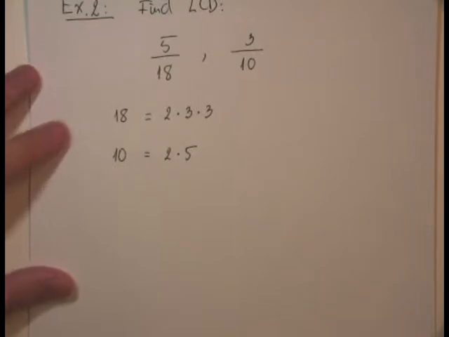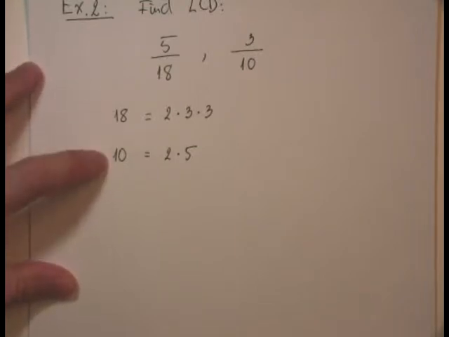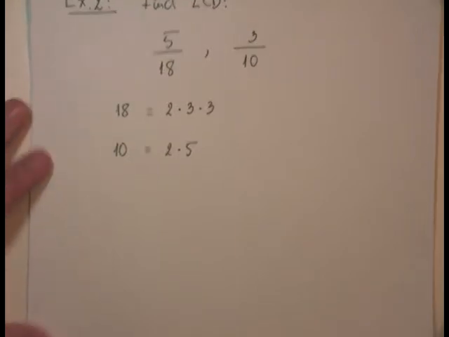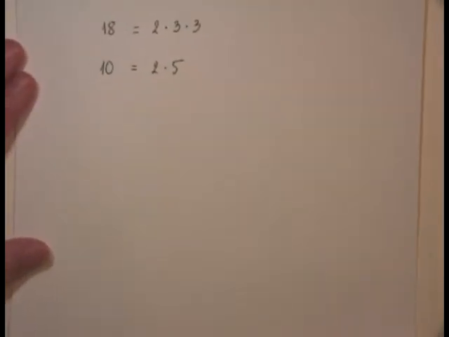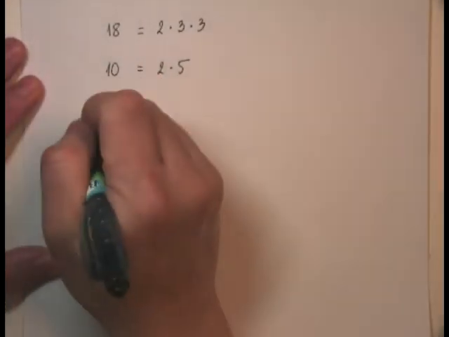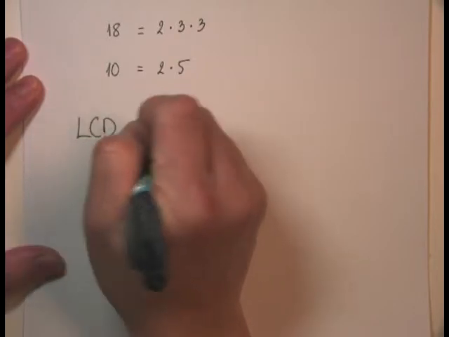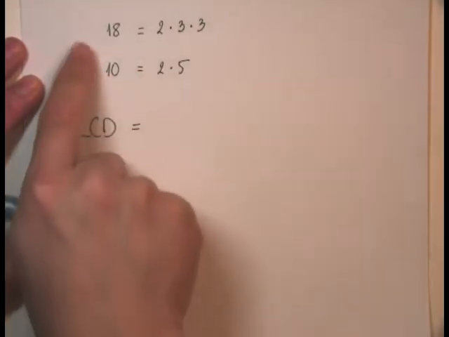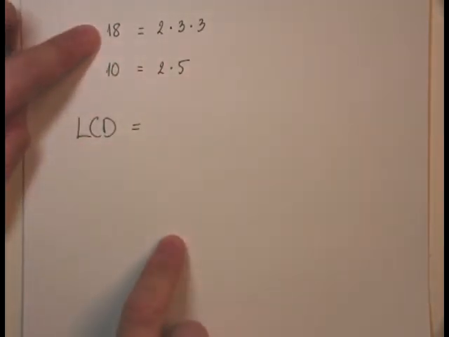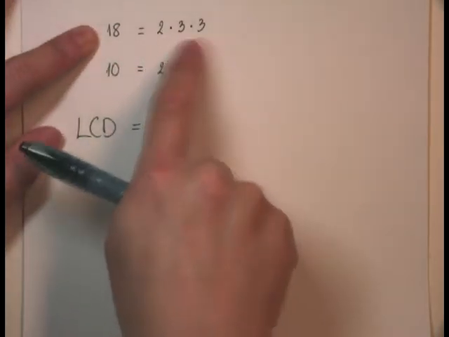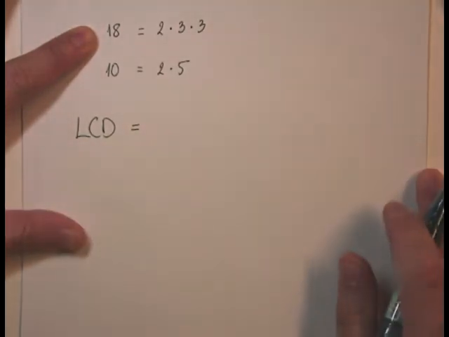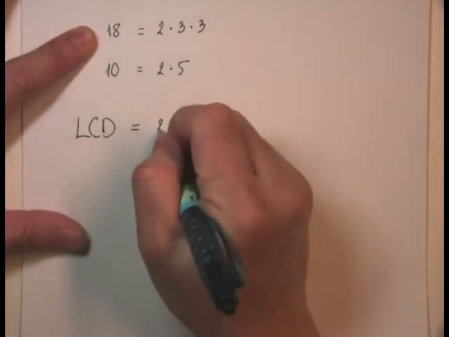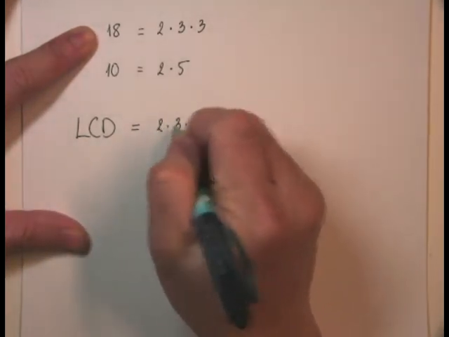Now when I finish writing all the prime factors for each denominator, to find the LCD, once again, just simply make a list. What's going to be contained in the list? You go through your first denominator and bring all prime factors of your first denominator into the list. So here I have 2 times 3 times 3.